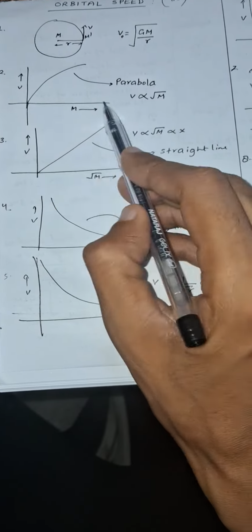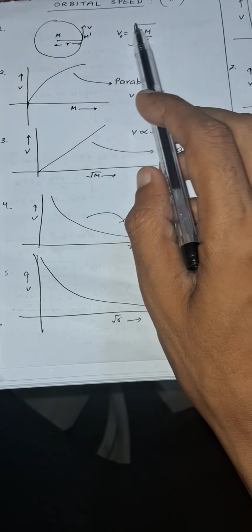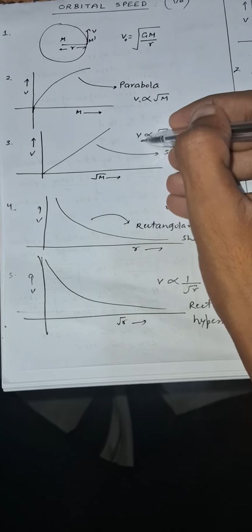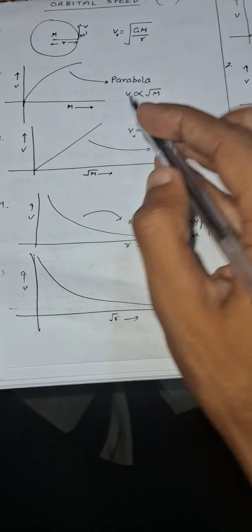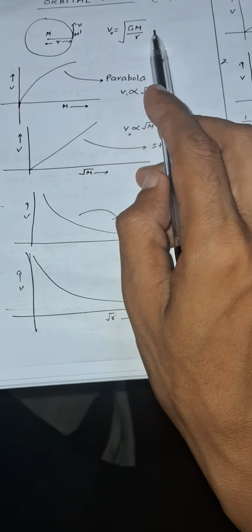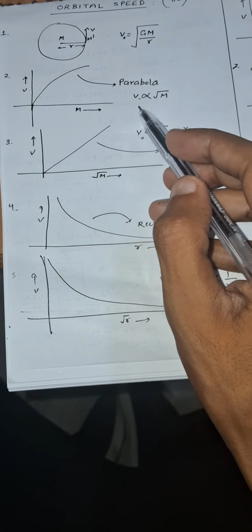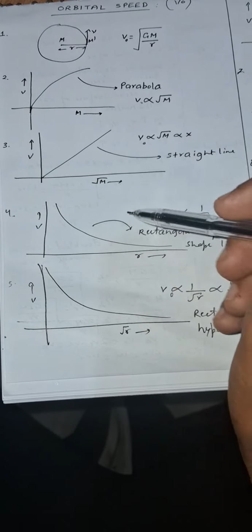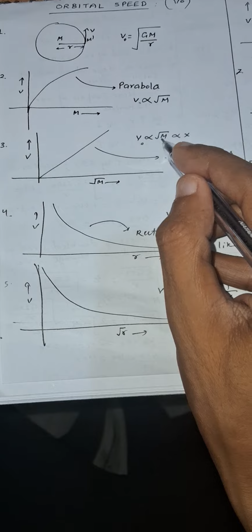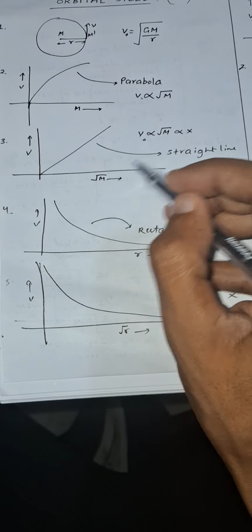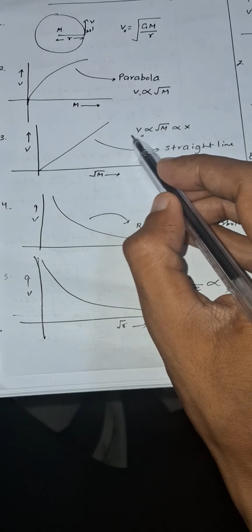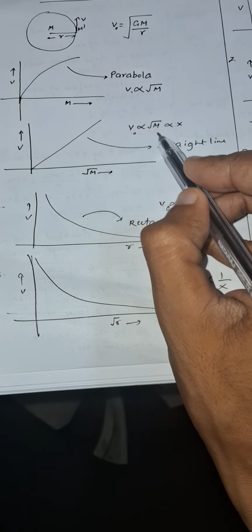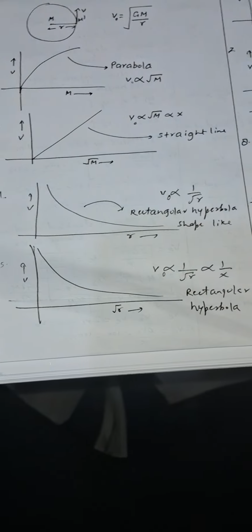So suppose that we want to draw a graph between v and m. We can see that v0 is proportional to root m, as given in this formula. So the graph between v0 and m will be a parabola turning toward the m axis. Then if we draw a graph between v0 and root m, suppose root m is equal to x. So we have v0 proportional to root m, which gives proportionality to x. So the graph between v0 and root m will be a straight line.